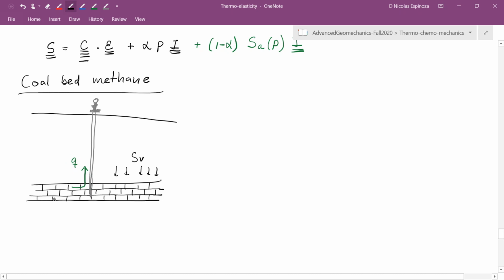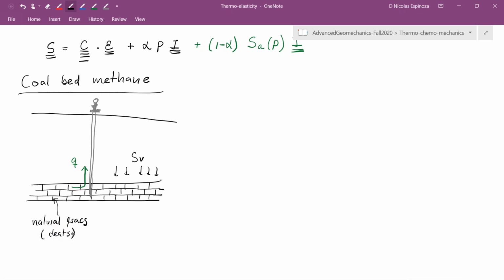Let me add just one more detail in here. So these things are natural fractures that in the world of coal are called cleats. Okay, this is going to be a depletion problem, and we're going to add the adsorption component, and we're going to also add another component, which is the fracture permeability.